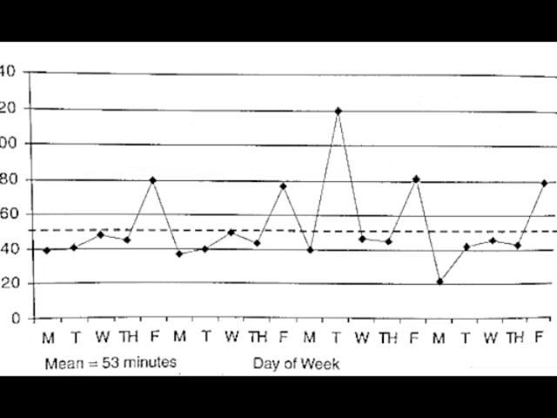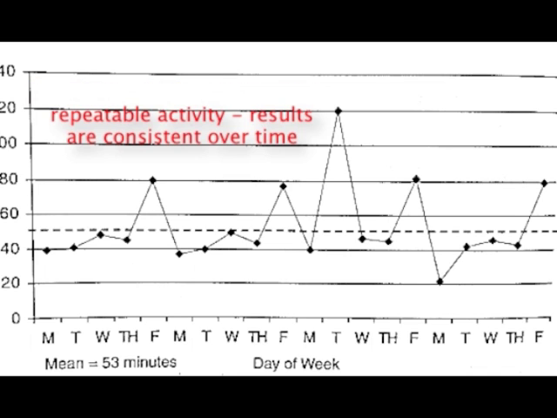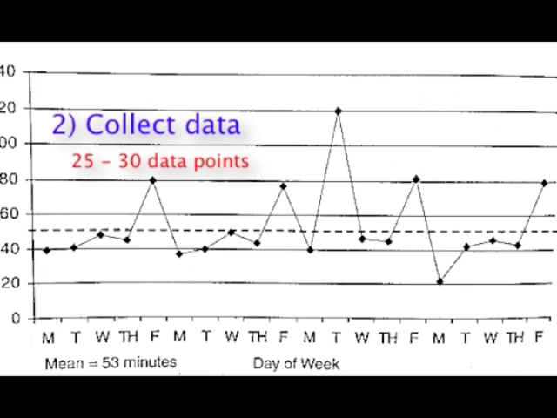To create a run chart, first we need to identify the process to be observed. Make sure the process involves some kind of repeatable activity, in which results are expected to be consistent over time. A run chart has no value in areas where data are expected to change, as in a chart showing profits. The second thing we need to do is collect data. Usually 20 to 35 data points are required for a meaningful chart.